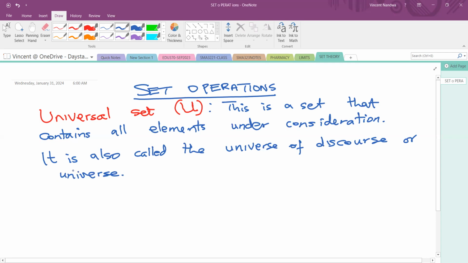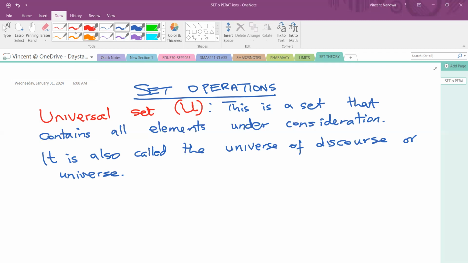So for instance, if one considers a set of men and women, then we can say a universal set is probably the set of human beings, because when you say human beings, it will take care of men and women. And if one considers sets such as pigs, cows, chicken, horses, dogs, cats, then a possible universal set is probably the set of animals, or we can say domestic animals.